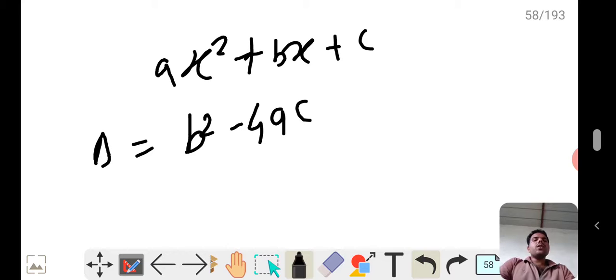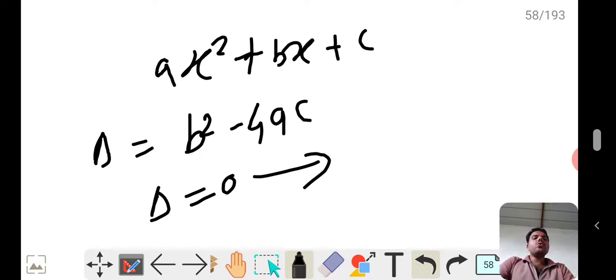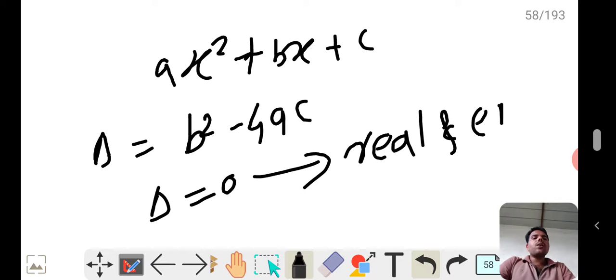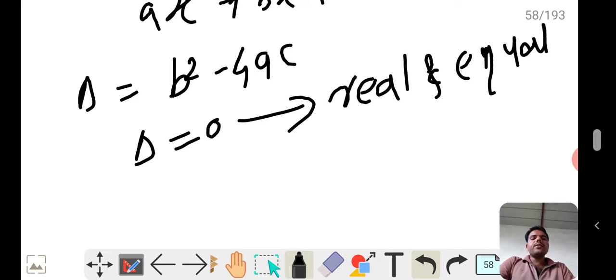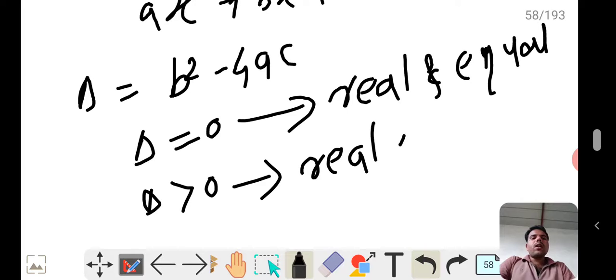So if this value delta is equal to 0, then we can say the roots are real and equal. And if this value delta, that is value b square minus 4ac, is greater than 0, then roots are real and unequal.